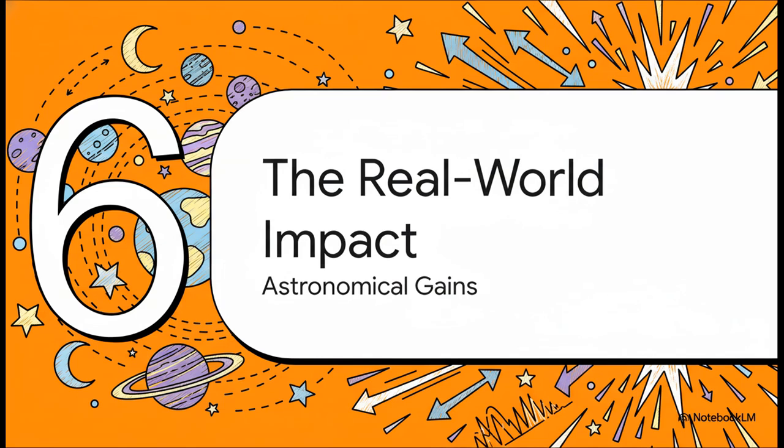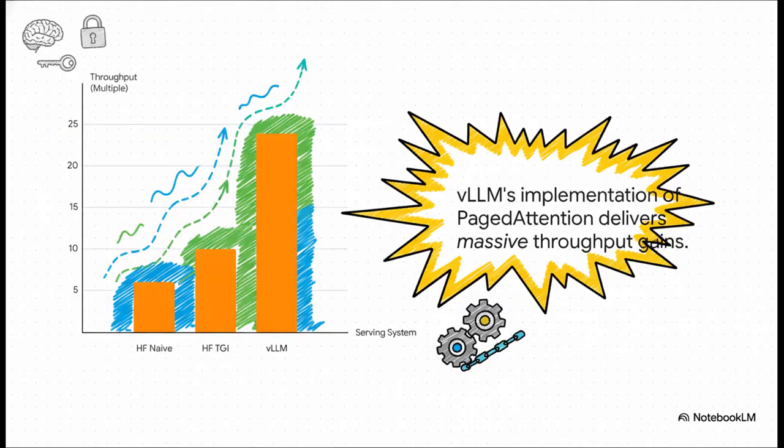Okay, so the theory is super elegant, but what does this all mean in the real world? Let's talk about the impact. The performance gains are, and I am not exaggerating, absolutely astronomical. The numbers really do speak for themselves. The vLLM serving engine, which is built on PagedAttention, achieves up to 24 times, that's 24x, the throughput of a standard Hugging Face implementation. It's also over 3 times faster than other highly optimized inference servers out there. That is just a massive, massive leap in performance.